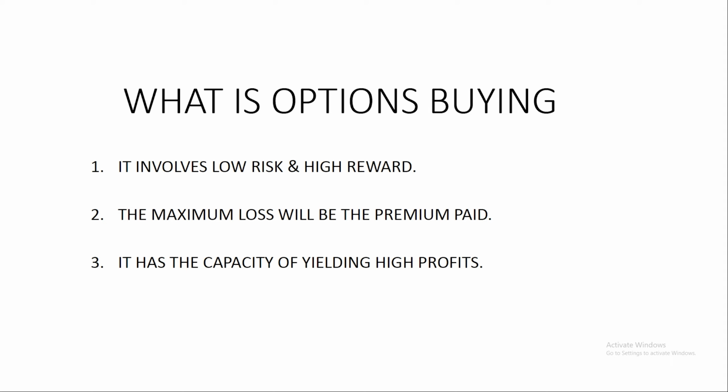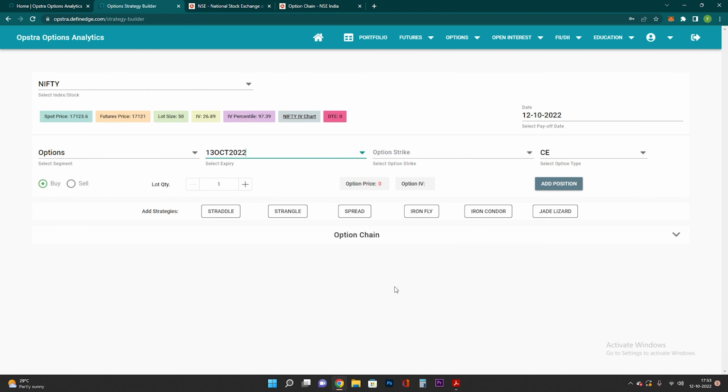Hello traders, in this video we will see the advantages of options buying, its drawbacks, and when to buy options. First, the advantages of option buying are that it involves very low risk and it fetches you a high reward. The maximum loss will be the premium paid, so it has the capacity for high-yielding profits. I am going to explain it with an example.